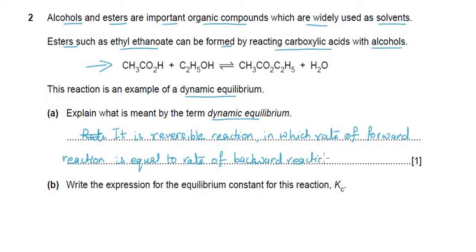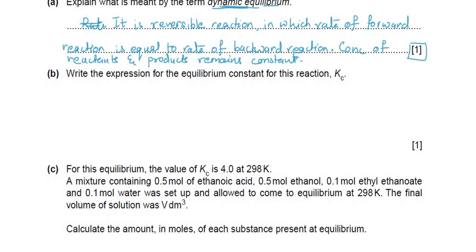But there is one more feature we need to consider for dynamic equilibrium, is that the concentration of reactants and products remains constant. Now we can't write remains same, we need to write remains constant. These are the two features for the dynamic equilibrium which earns you 1 mark. Now the next sub question says that write an expression for equilibrium constant for this reaction.